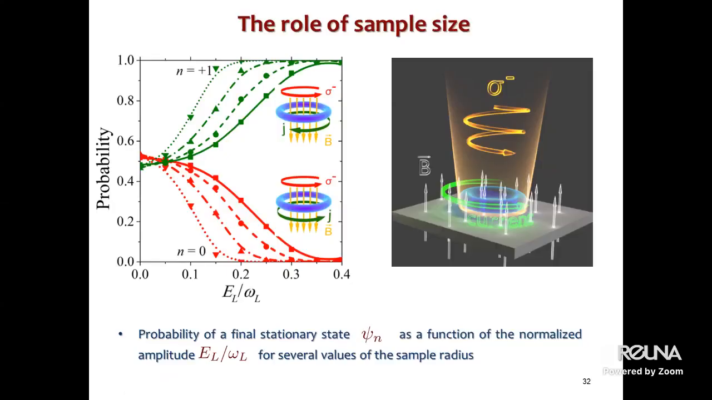Now I turn to analyze the role of sample size and the probability of switching effect. Here, the figure displays how the radius of the ring affects the probabilities of realizing stationary states, 0 mode and 1 mode, for the counterclockwise polarization. One clearly sees that rings with small radius achieve deterministic current carrying states at low amplitudes.